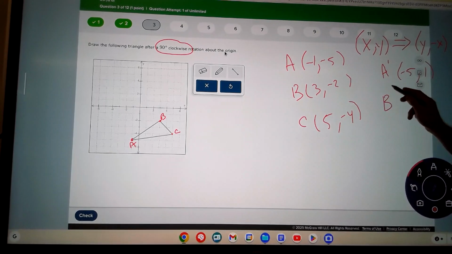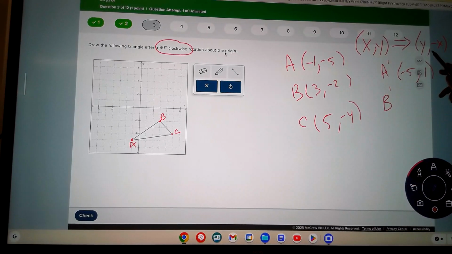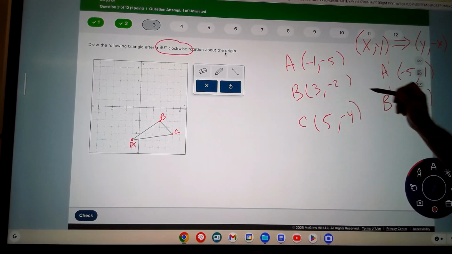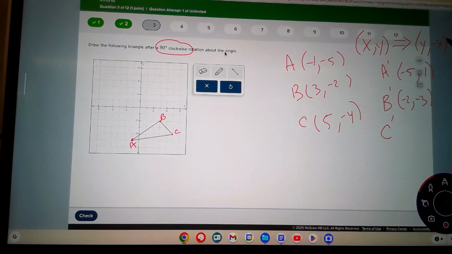And then B prime, I went from 3, -2. Well, again, what am I changing to? My X value will become what the Y was, so this would be a -2. And my new Y will become the opposite of this, which would be a -3. And then C prime, I go from 5, -4. Well, my Y right there would be my new X, -4. And my X value ends up being the opposite of that, so -5.